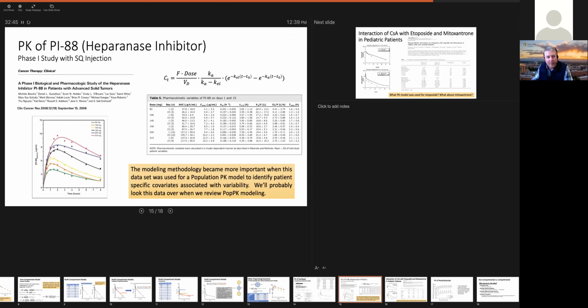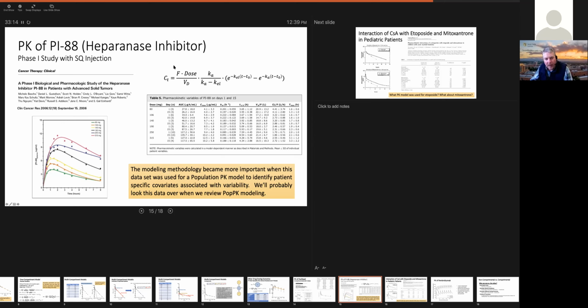Here's another example with PI88, which is a heparinase inhibitor. And again, this was a phase 1 trial that was done here when Michelle Bashy and I think Scott Holden, Cindy O'Brien, Leah is actually an author on this one, and Samir Witta, a who's who of the early days of the phase 1 clinic. This was a drug that was given subcutaneously.